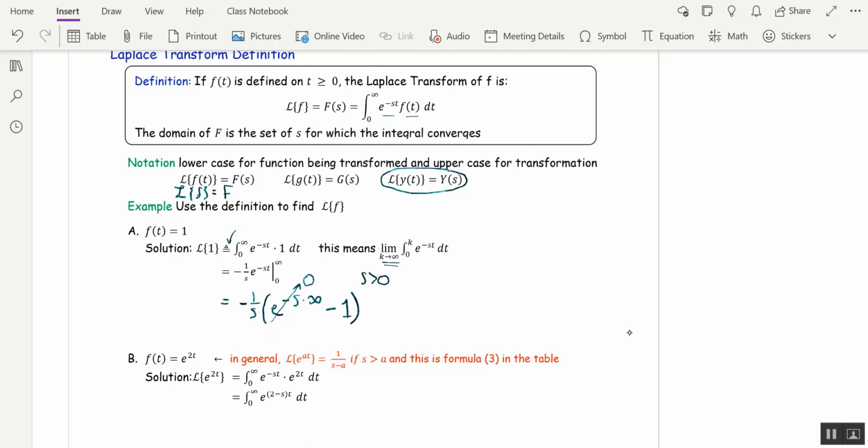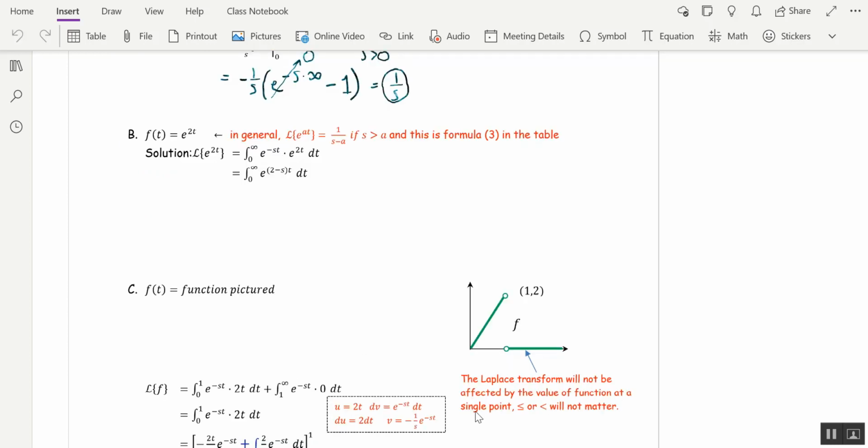So up here in the definition box, the domain of big F is the set of s for which the integral converges. Now, in this first section, your homework's going to be a little bit concerned with restrictions on s, but pretty soon we'll just drop that and we won't even worry about it. So this is just 1 over s, which indeed is what we thought we should get. Okay, let's do a couple more before we move on and use our table.